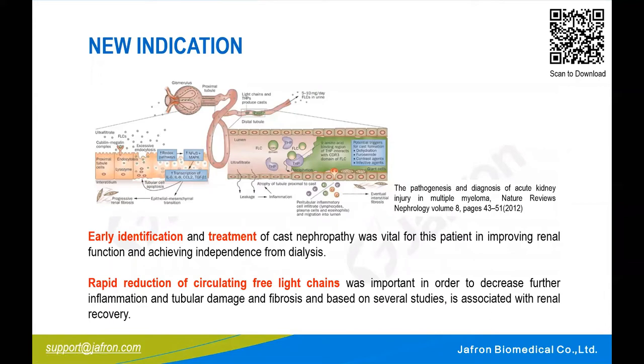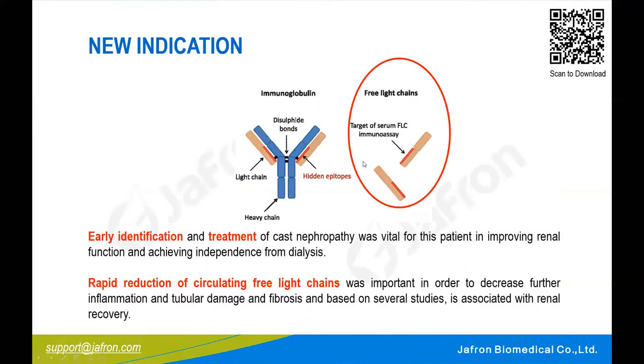So an early identification and treatment of this cast nephropathy is vital for the patient to improve his renal function and to help him achieve independence from dialysis. And the rapid reduction of the circulating free light chains is very important in order to decrease further inflammation and renal damage. This is very important and is associated with renal recovery.